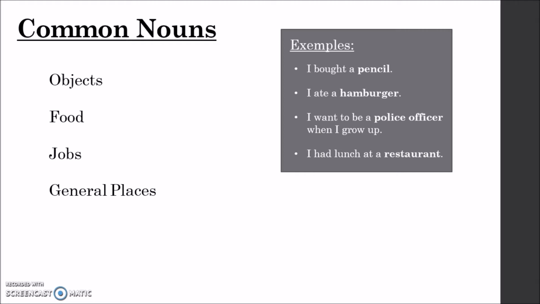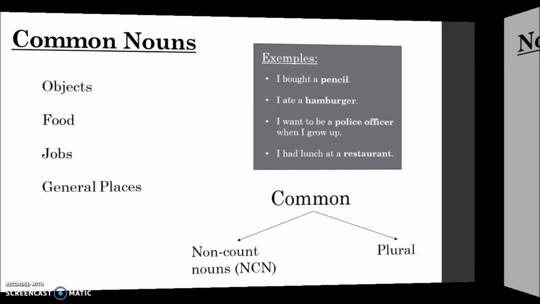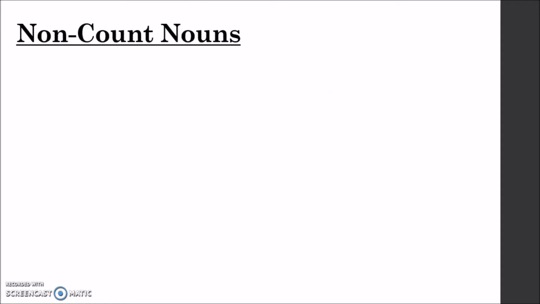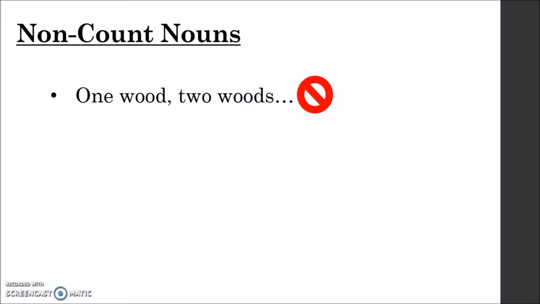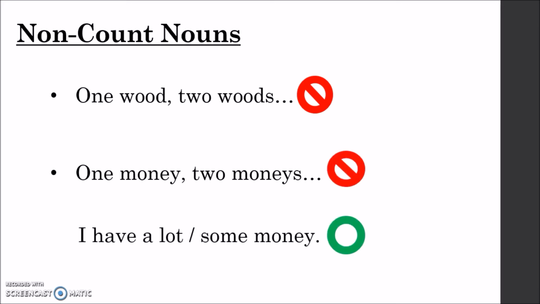In the category of common nouns, there are the non-count nouns and the plural nouns. The non-count nouns are the nouns that cannot be counted. As a consequence, they cannot be put to plural. For example, you cannot say one wood, two woods, or one money, two monies. You would have to say, I have some or a lot of money.